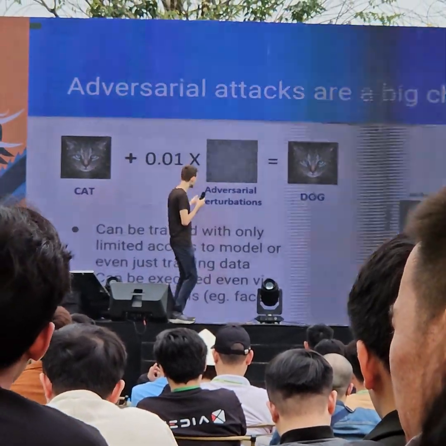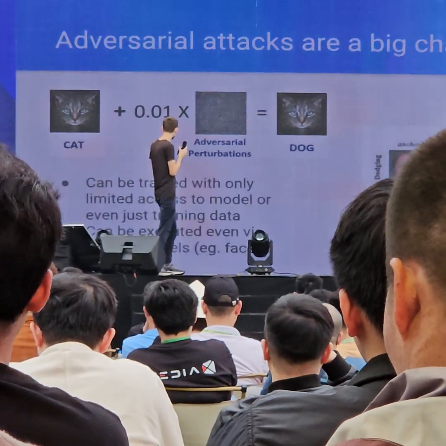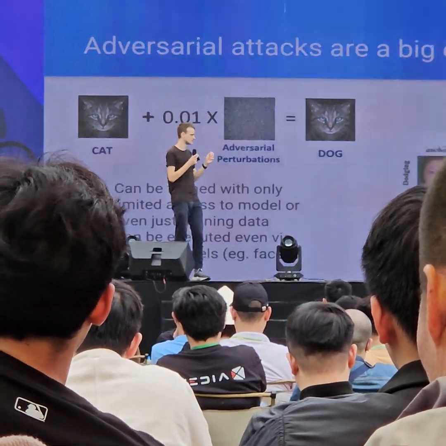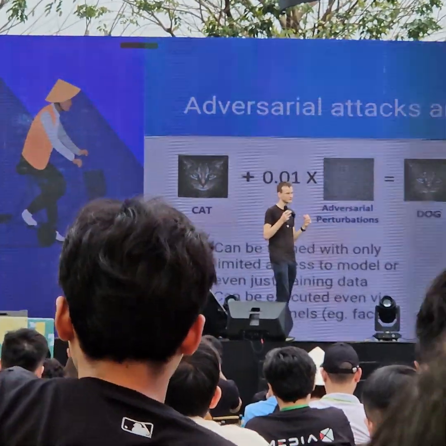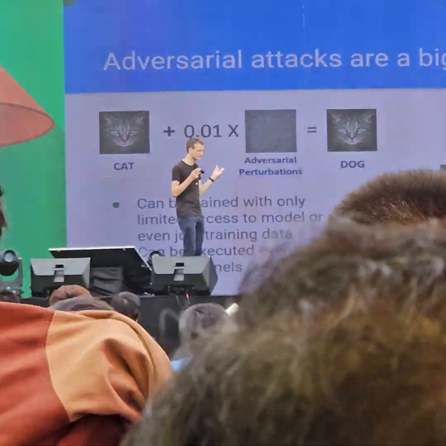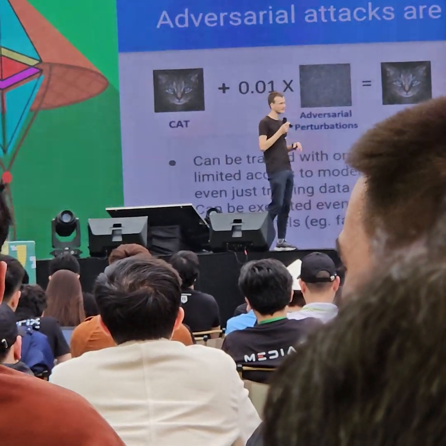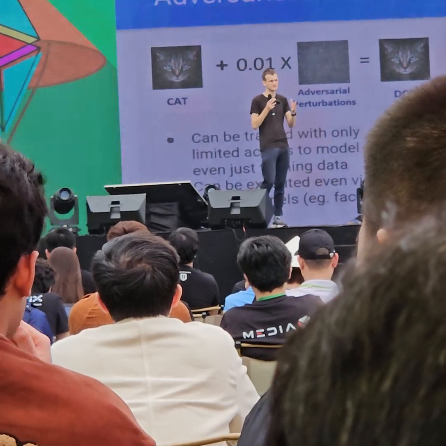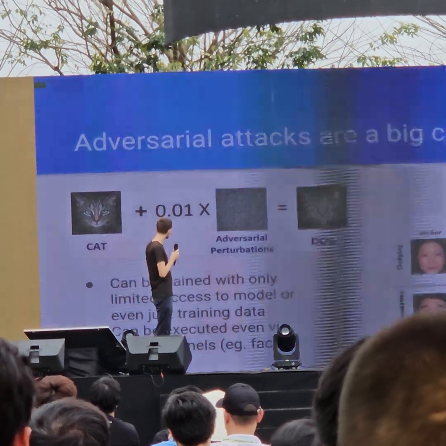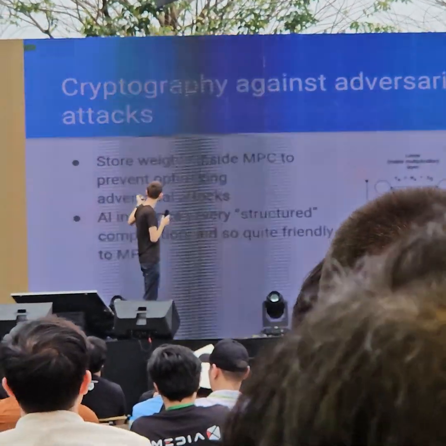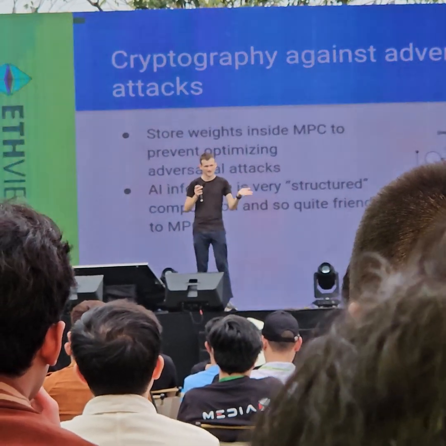I think the big reason why these attacks are challenging is that they can be trained with only a limited amount of access to the model. You don't even need to see the full model to train an attack, right? These attacks are actually pretty scary, and you don't have to fully control an environment to provide an attack. You can just wear a mask. So the challenge here basically is, can we use cryptography to try to protect against these attacks?